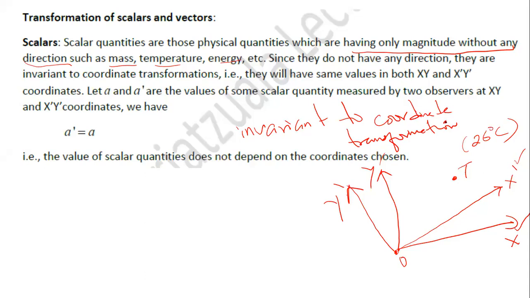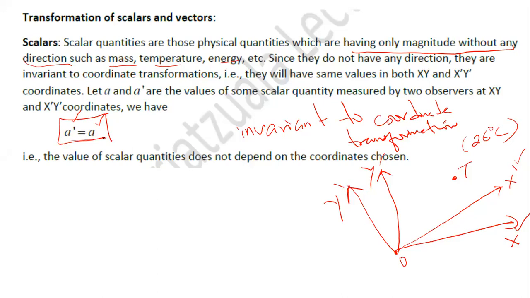So let's say a prime is the temperature we measured from the primed coordinate, and a is the temperature value we measure from the unprimed coordinate. In both cases the temperature will be measured as 26 degrees Celsius each. That is, a prime will be equal to a. So whether you measure it in the primed or unprimed, you are still getting the same value if a physical quantity is a scalar quantity. So scalars are invariant to coordinate transformation. A prime is equal to a.